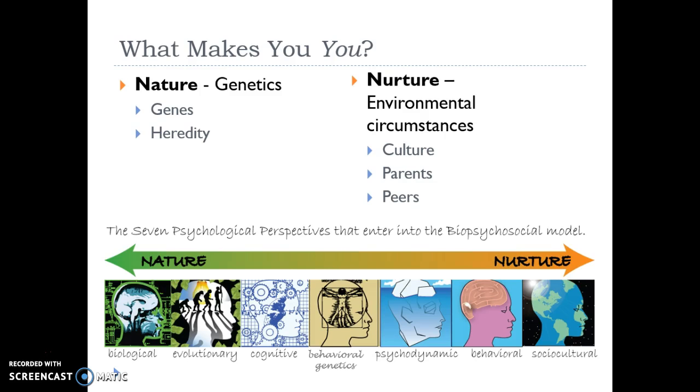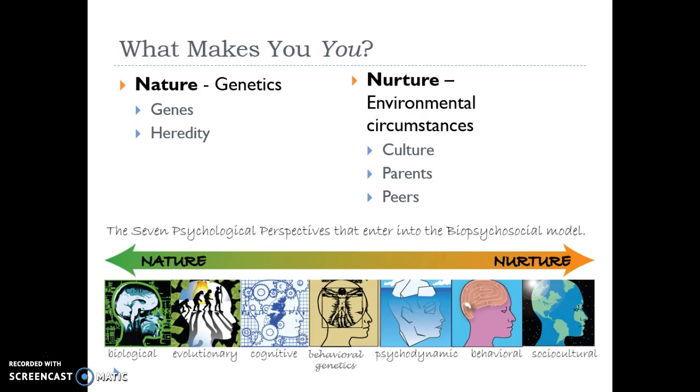So let's start off with biological over on the far nature side. Obviously, the biological perspective is looking at your DNA in some cases and how you could be genetically predisposed to act or think in certain ways. So the biological perspective is definitely pretty heavy on the nature side. The biological perspective is also only really looking at an individual's direct genetic past, like your parents or maybe your grandparents and how they've influenced you.